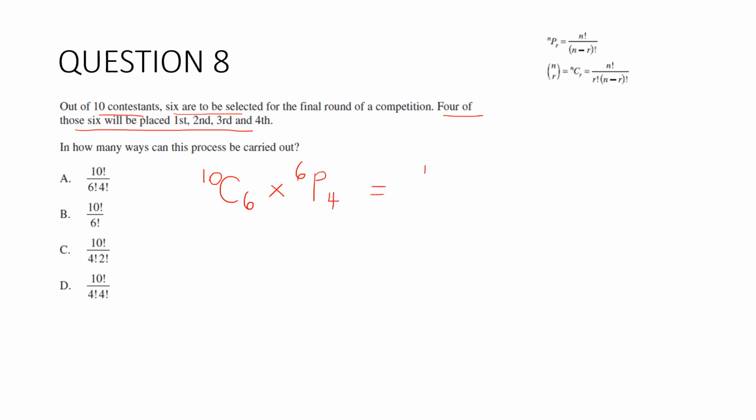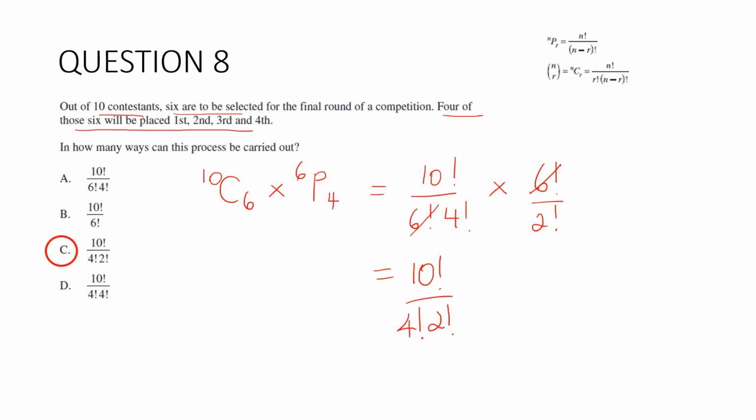Now, using our formulas, we have 10 factorial over 6 factorial, 4 factorial. And then 6P4 will be 6 factorial over 2 factorial. So that cancels. And we're left with 10 factorial on 4 factorial, 2 factorial, which is C.